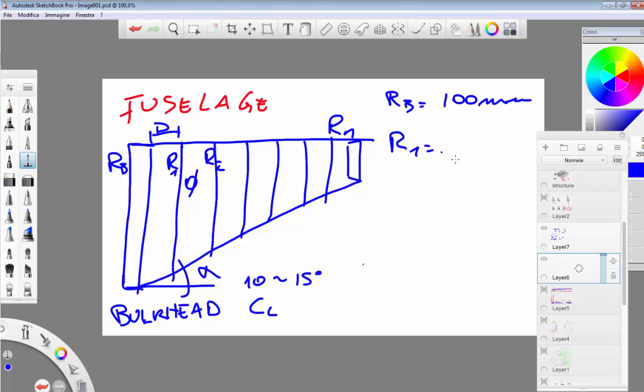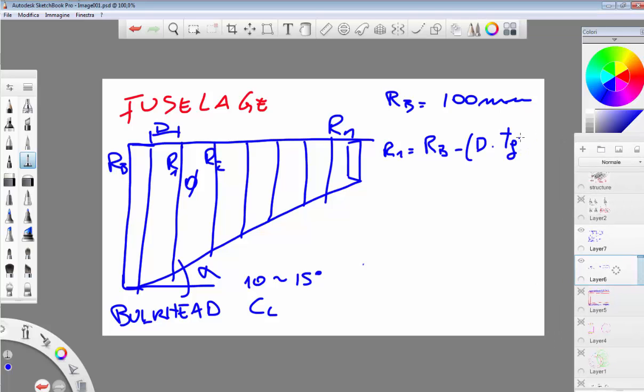R1 is RB minus D multiplied by the tangent of the angle divided by 2. So if we use RB 100, R1 is 89.37.